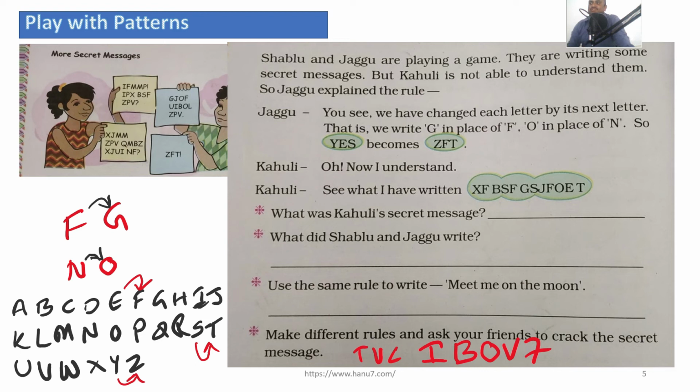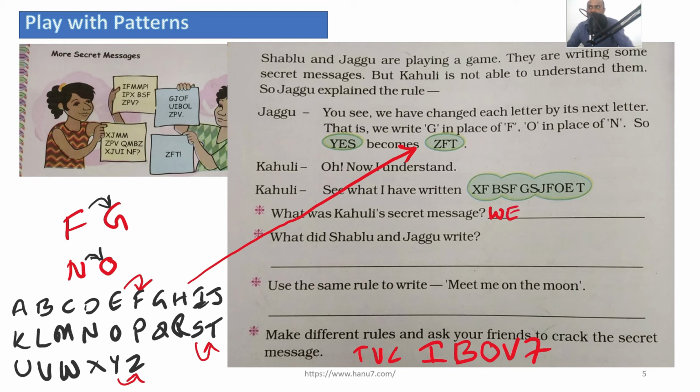Okay, so can you tell what XF is? X before that is W and F before that is E. That is how we got ZFT, as the arrow is showing there. And next, X indicates W and F indicates E.